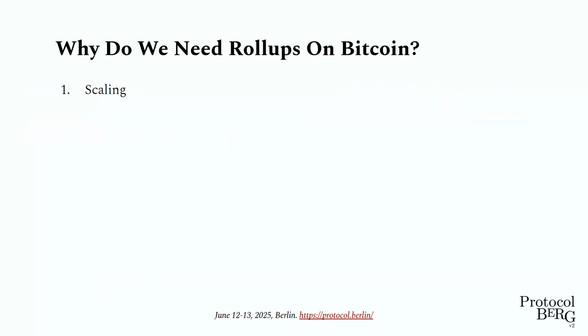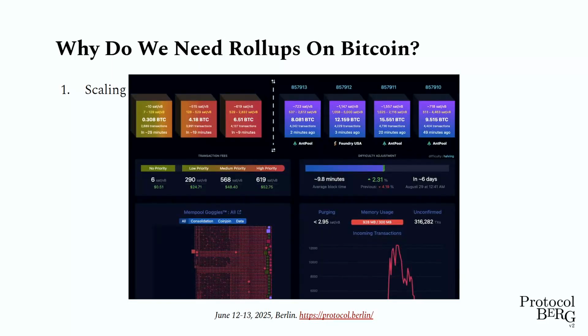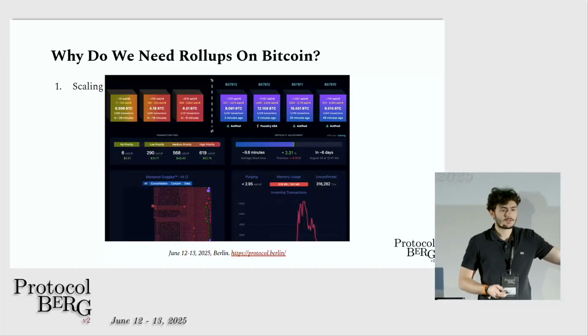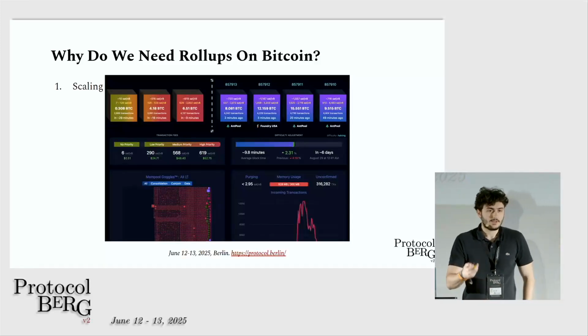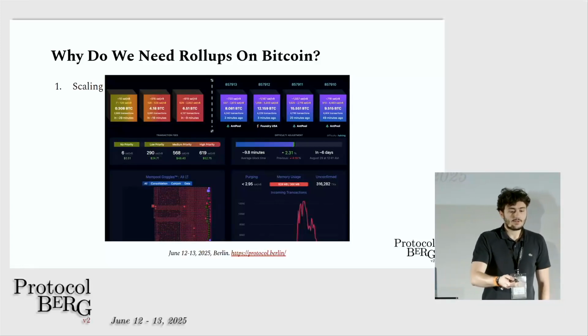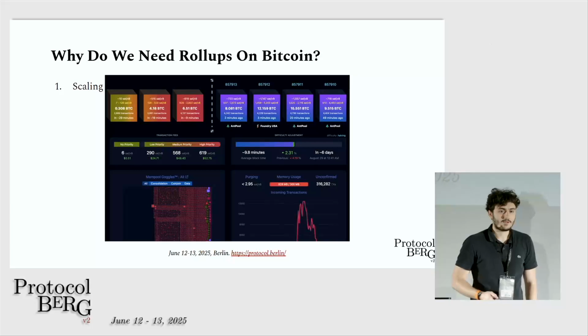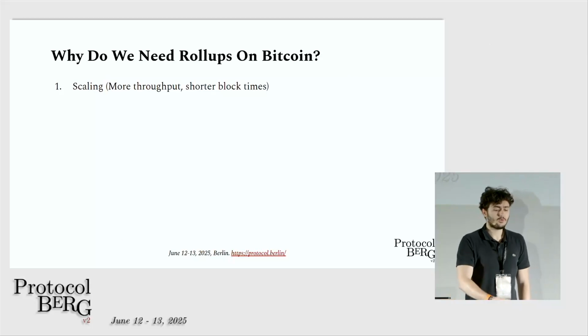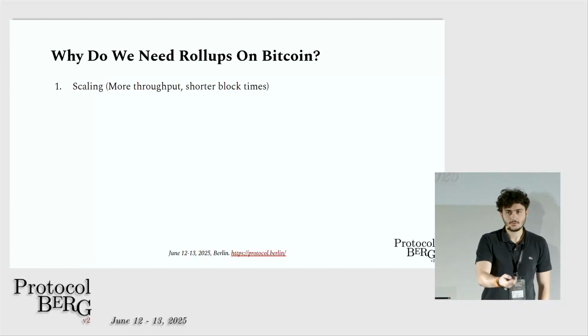But before going into how to build these rollups, why do we even need rollups on Bitcoin? Well, just like Ethereum, the first reason is scaling. Here you can see a picture we've taken from mempool.space, one of the most popular Bitcoin explorers. And all the blocks are full. There are multiple blocks worth of transactions waiting in the mempool, so in the queue basically. And a simple Bitcoin transfer with medium priority is about $50. So this doesn't scale, right? So we may need more throughput and shorter block times. That's what we call scaling Bitcoin.